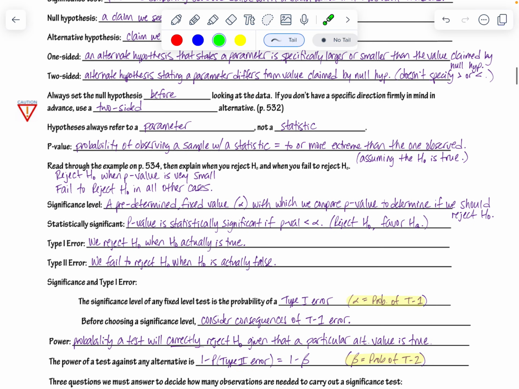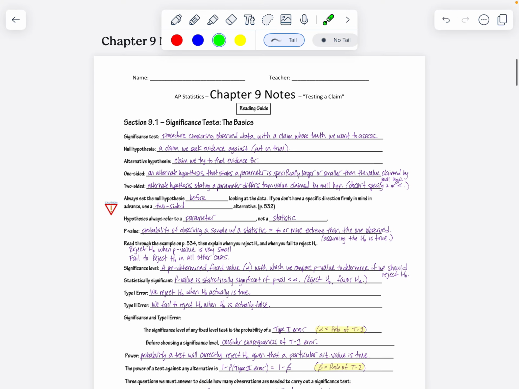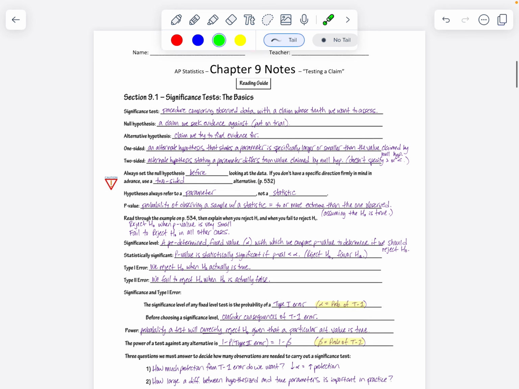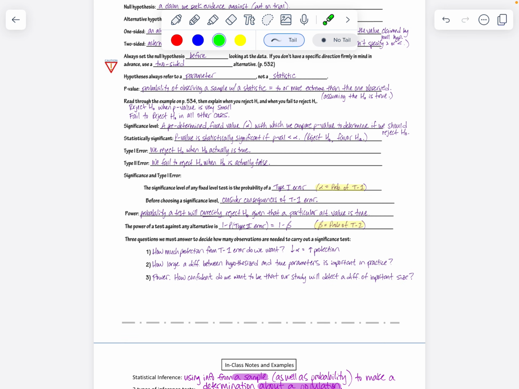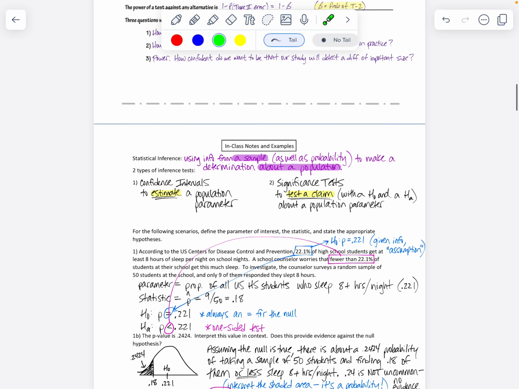So all of these vocab words, I am super excited. These vocab words that you have written down and filled out in your reading guide are words that we are going to use on a daily basis starting today until the AP exam is over, okay? These vocab words are critical to your success in chapter 9, chapter 10, chapter 11, chapter 12, okay? And I'm going to talk about a lot of them today in this video.